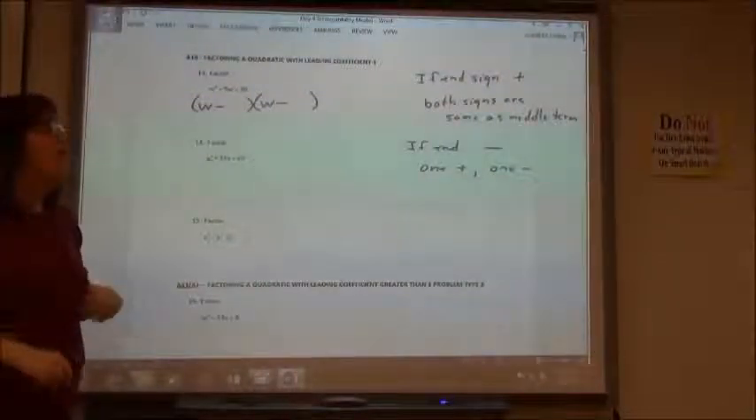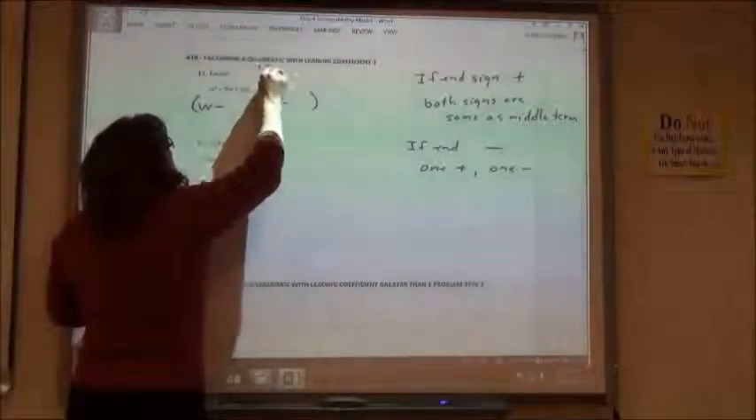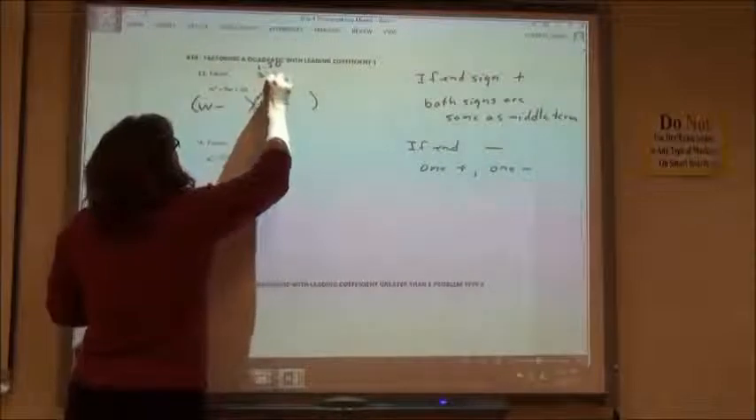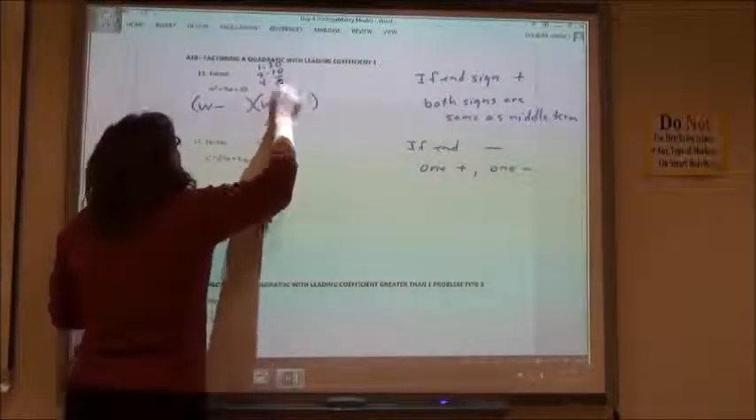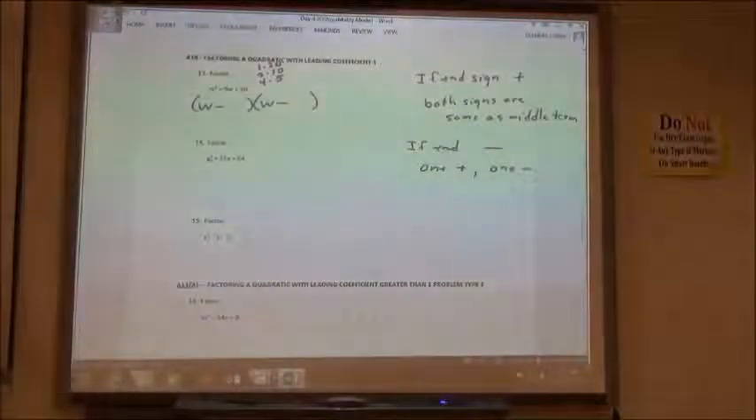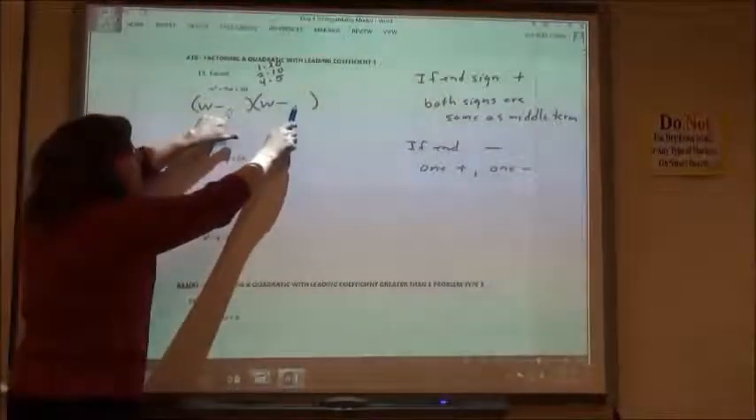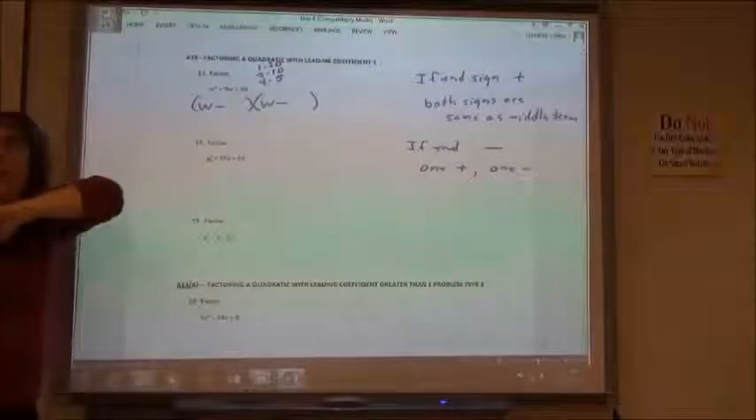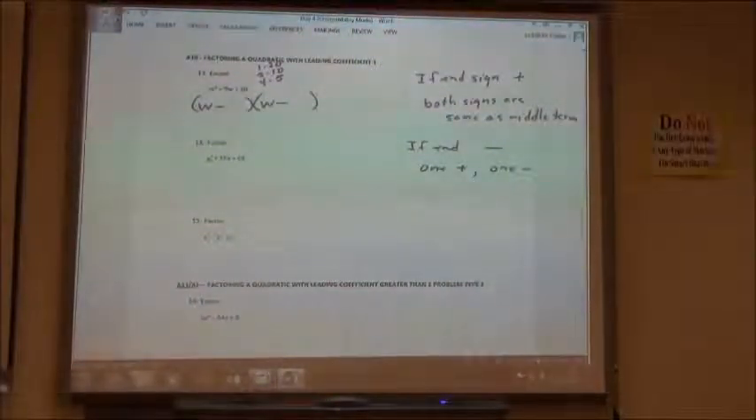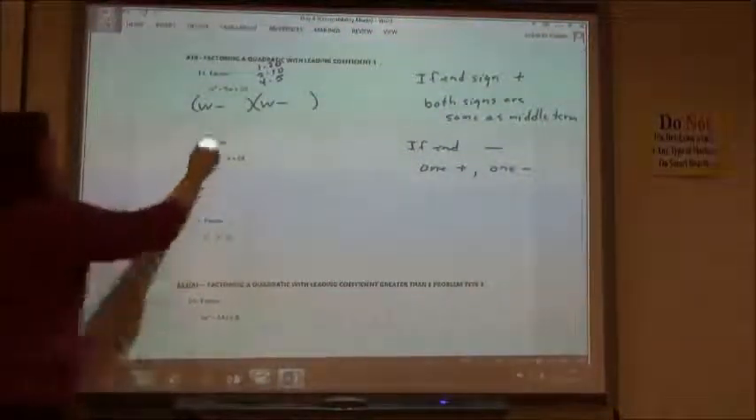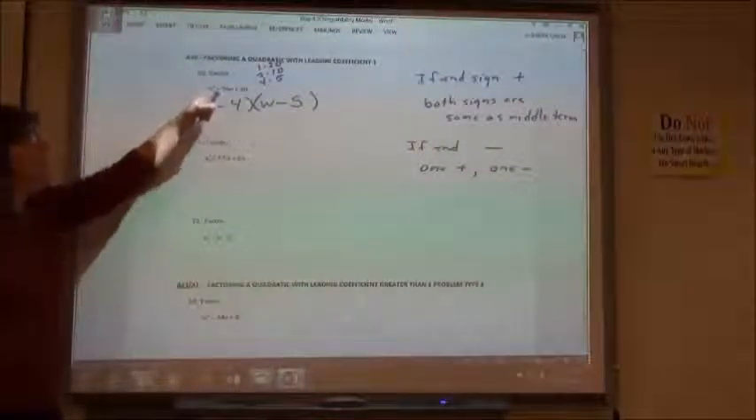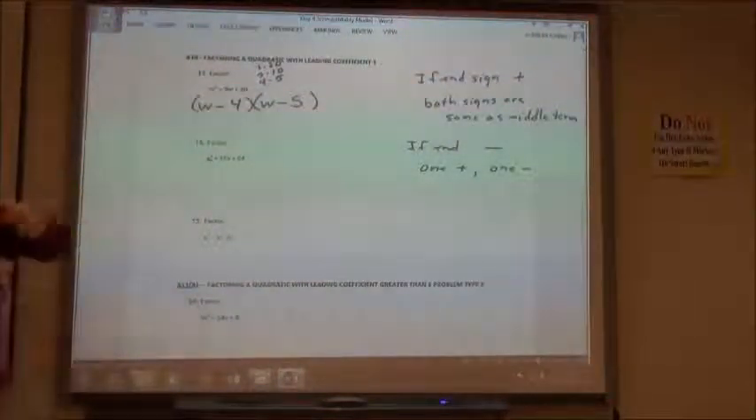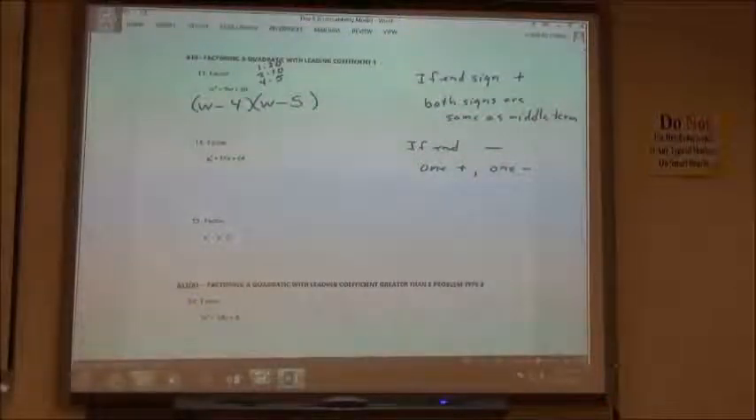If I just think about all the factors of 20, 1 times 20, 2 times 10, 3 doesn't go into 20, 4 times 5. I want the pair of factors that when I add them together using the signs that are in there, I get the same as the middle number. In this case, I have to have the 4 and the 5. A minus 4 plus a minus 5 is the minus 9 in the middle, right? You could FOIL it all the way out, but that's your shortcut.